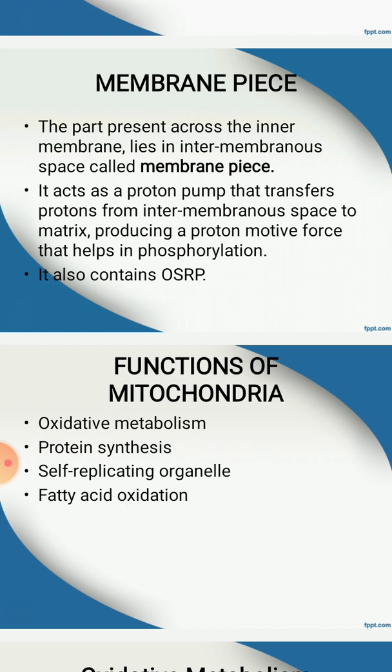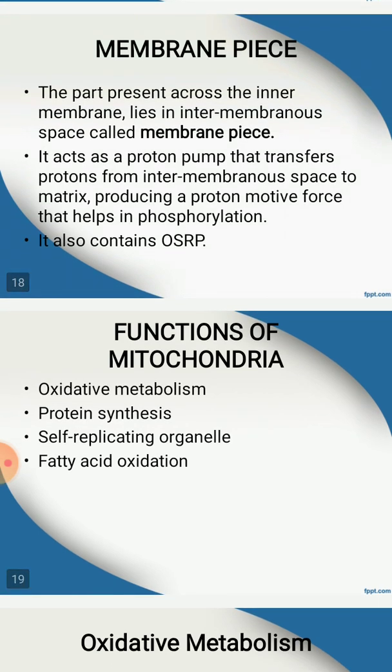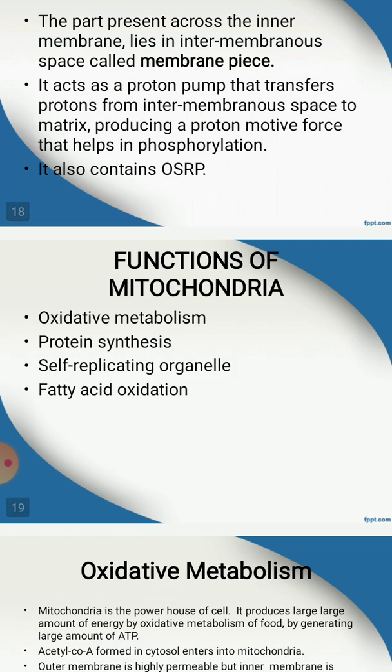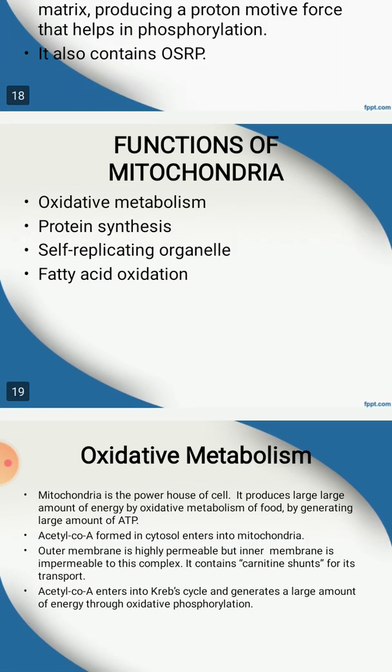Okay, move towards the membrane piece. The part present across the inner membrane lying in the intermembrane space is called the membrane base. It acts as a proton pump that transfers protons from the intermembrane space to the matrix, producing a proton motive force that helps in phosphorylation. It also contains OSRPs.